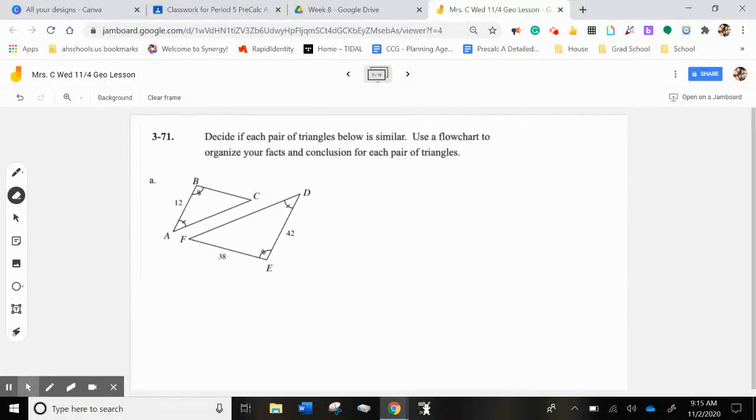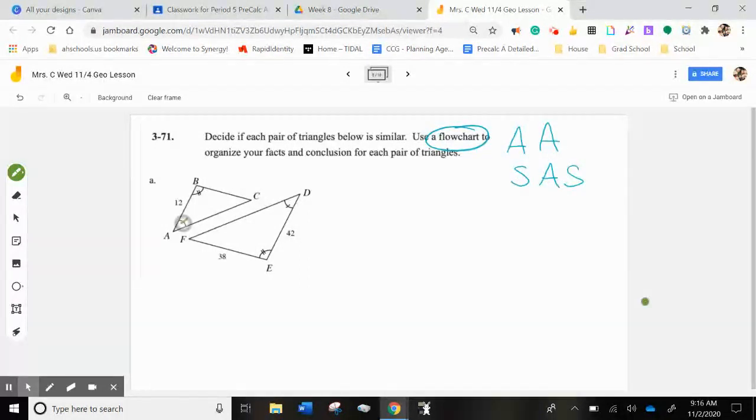So you can follow along with this if you want and write on your own. You could do a split screen where you have mine up along with yours, or you can just watch. The directions say decide if each pair of triangles below is similar. Use a flow chart. Remember, it's an organized way to organize your facts and conclusions for each pair of triangles. When I look at this, I see some side lengths and some angle pairs. So let's list what we have before we decide angle or side.